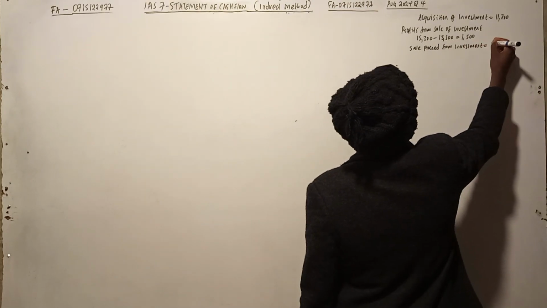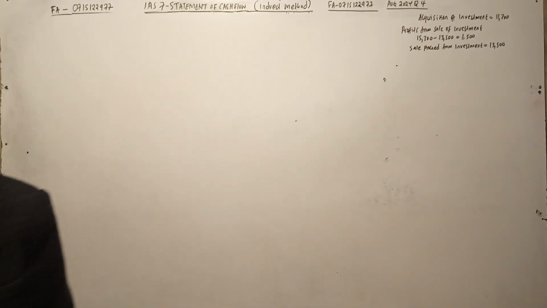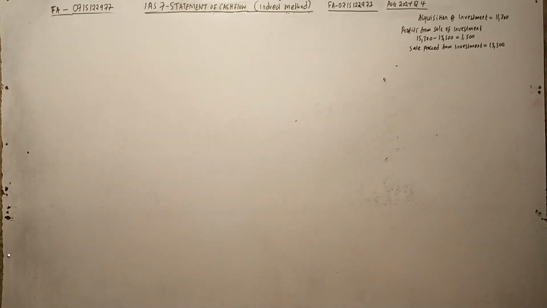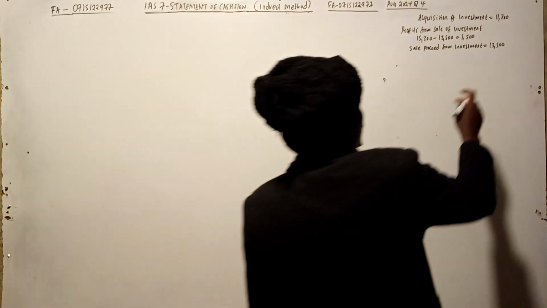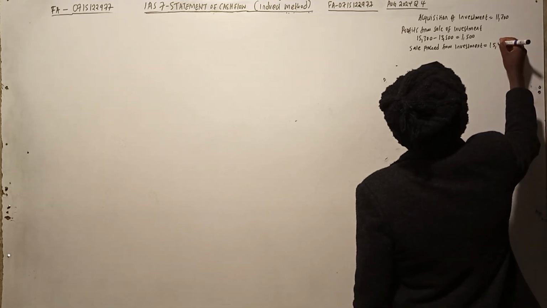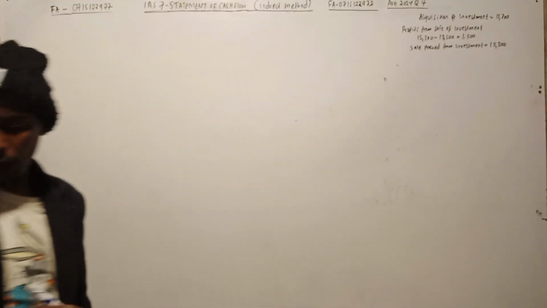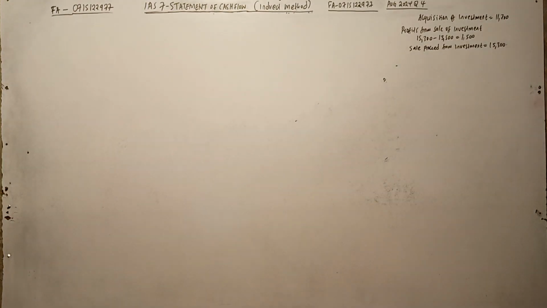Investment hiyo tunajua ni 13,500. So sales proceed hiyo ni 13,500. No, not 13, 15. Waliuza pesa ngapi? Waliuza 15,300. They sold it at 15,300. So we have a sales proceed of 15,300. That one will also go to there.